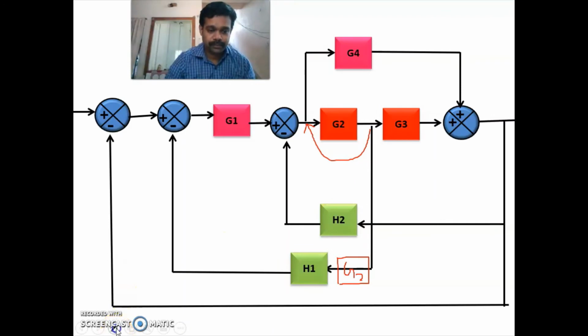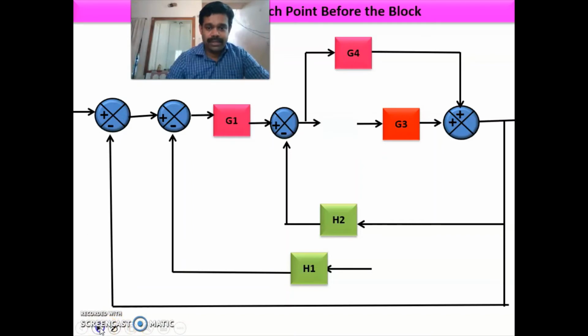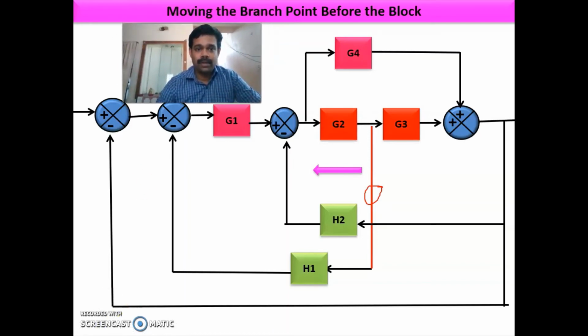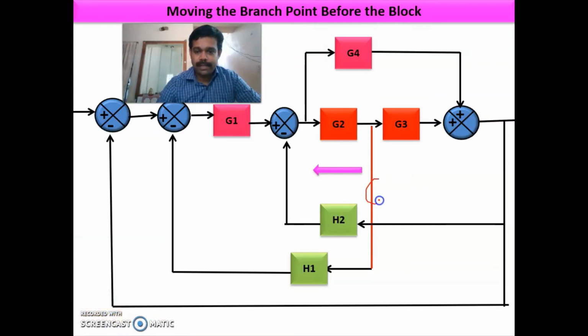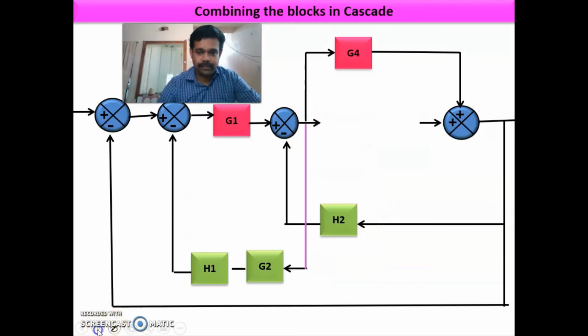So the first step is we are moving this branch point before the block G2. We have moved this branch point before this block, and we have multiplied this line with G2.